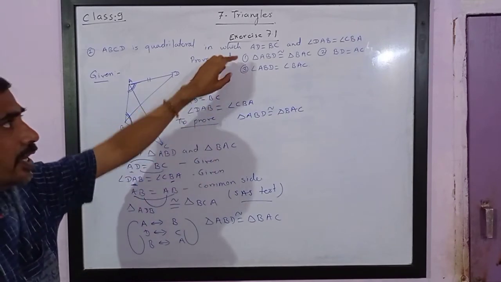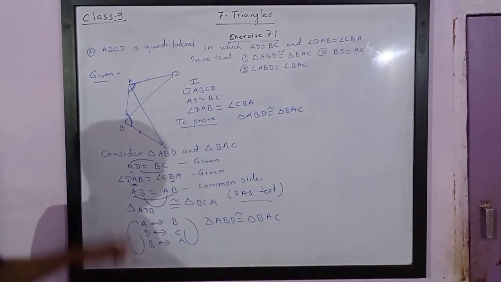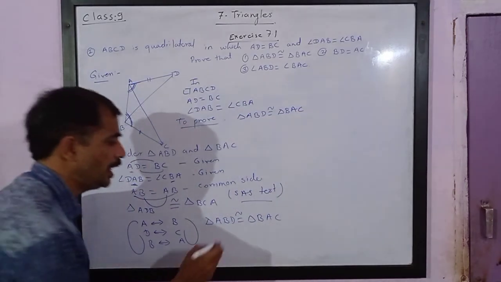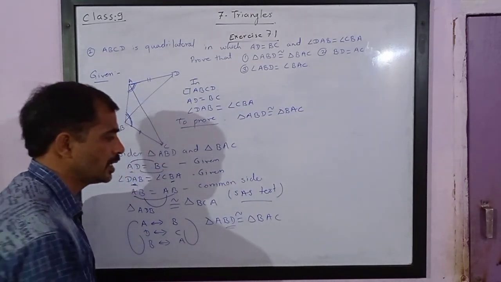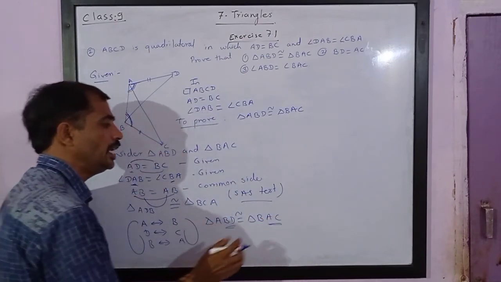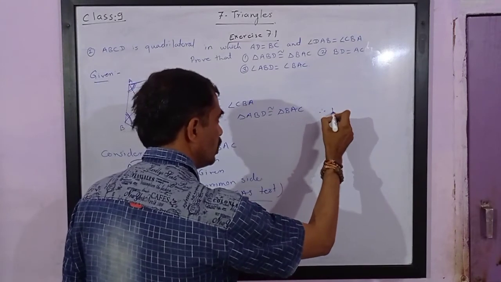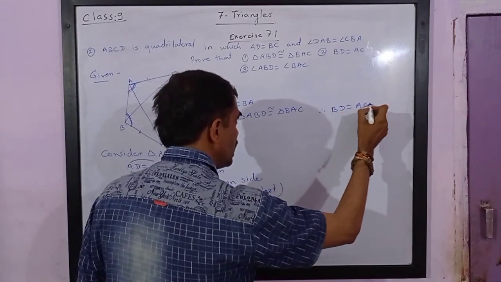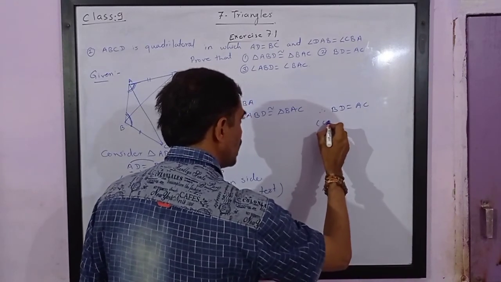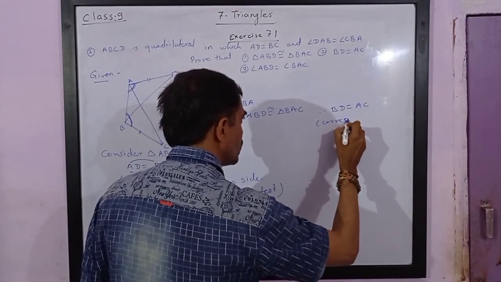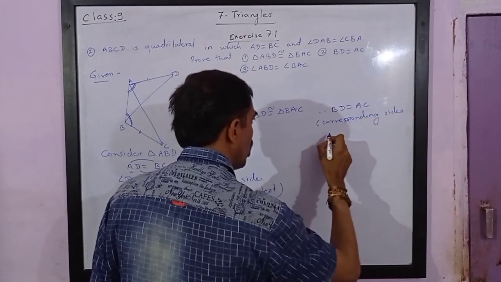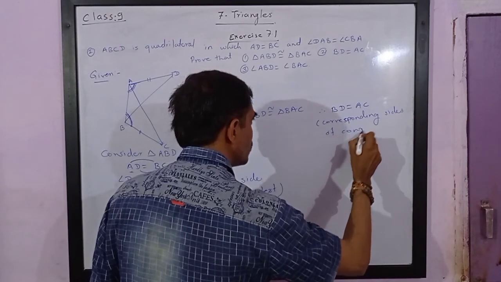Now first part we have already proved. Now we have to prove that BD is equal to AC. Second part. Please note, BD is the side formed by the second and third vertex, and the second and third vertex is AC. It means BD is equal to AC. Reason is they are the corresponding sides of congruent triangles.